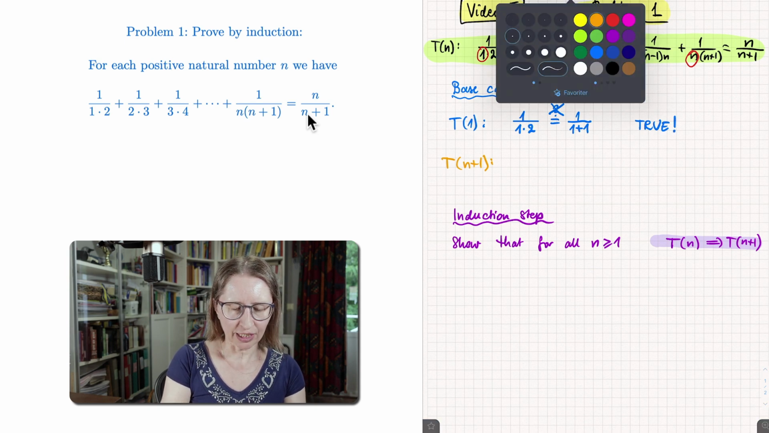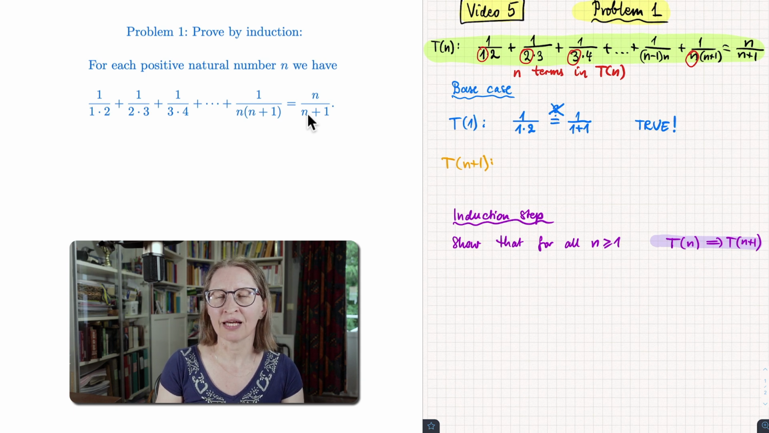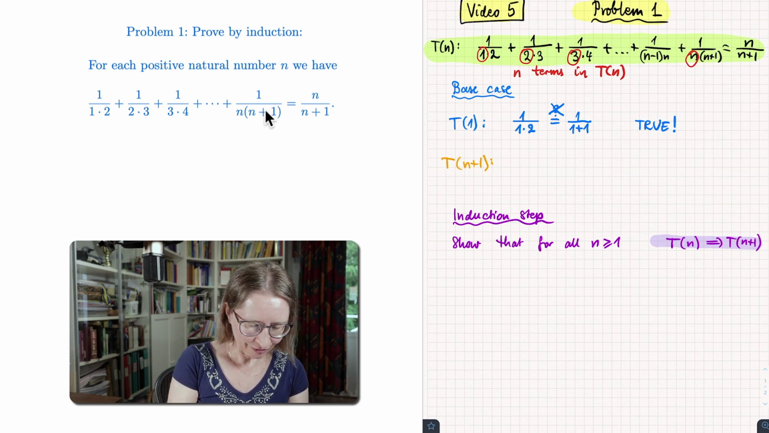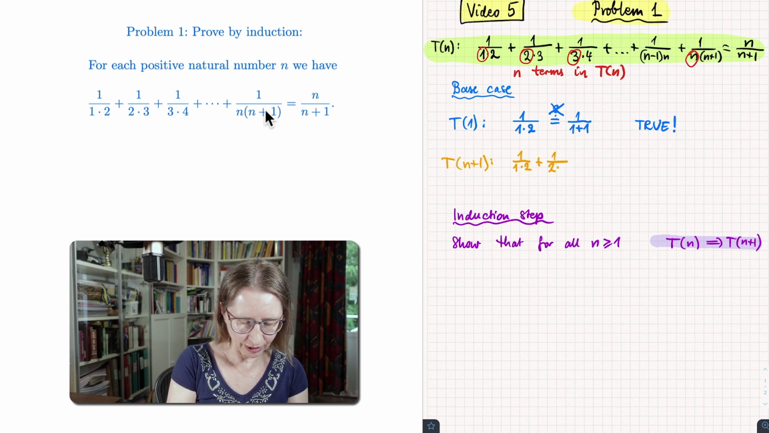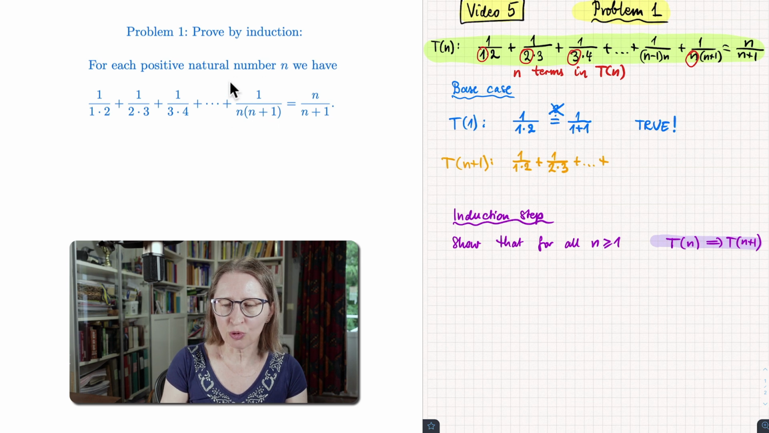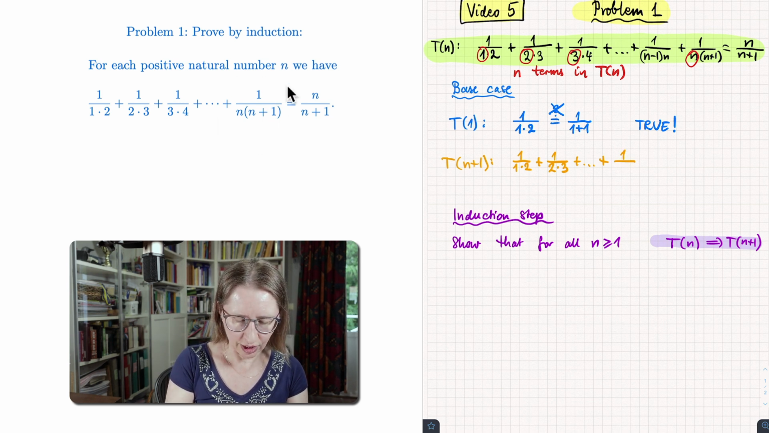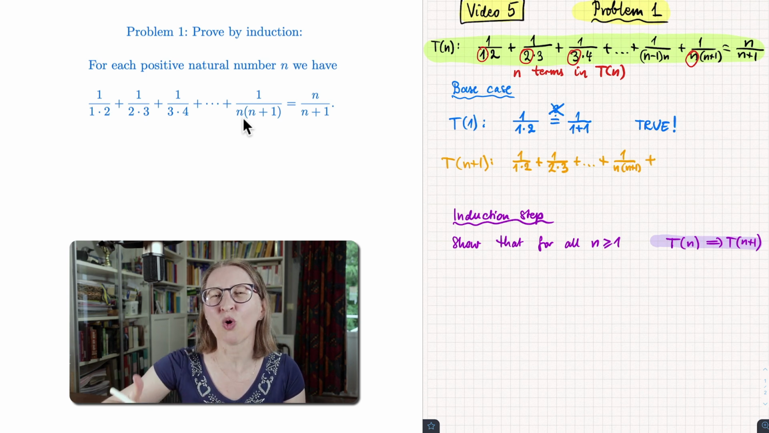Okay. And then we can proceed and formulate the thesis for n plus 1. So for n plus 1 we will have the same start for our formula, but then we will have one more term. So we will have first 1 divided by 1 times 2 plus 1 divided by 2 times 3, and so on. And then we will have this last term for number n, so it will be n times n plus 1, but then we have to take one more term, right?